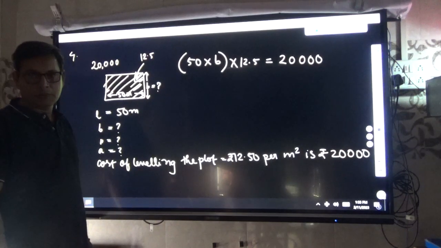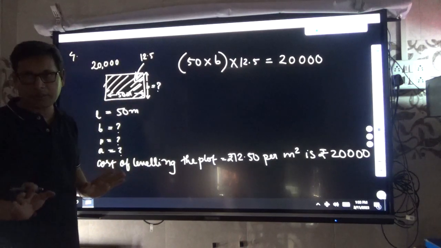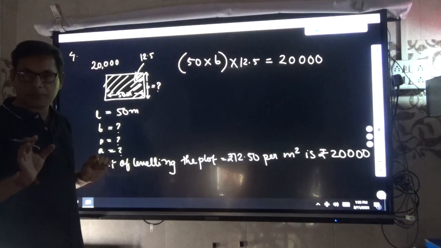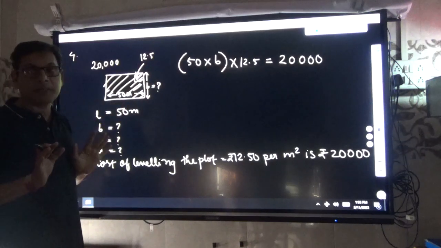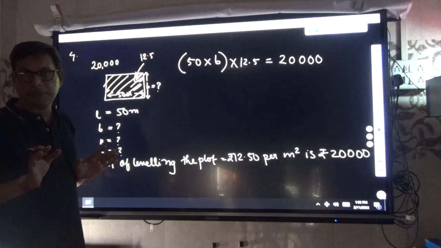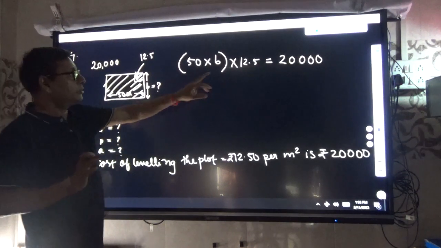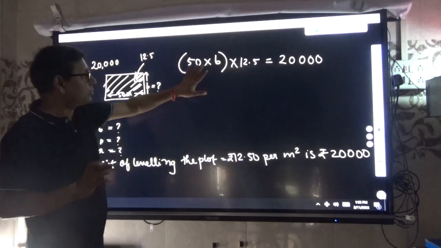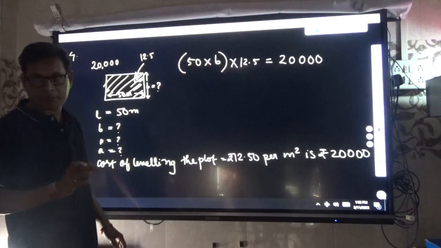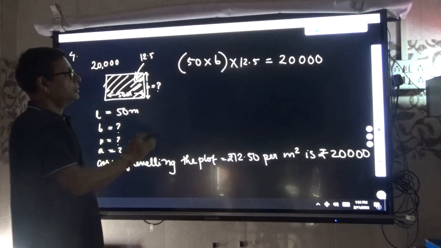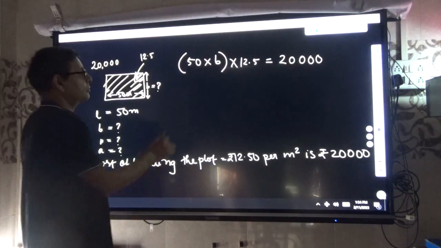So suppose this has to be covered by tiles. Understand? For fitting one tile, it is costing me 12.5 rupees. And I have spent 20,000 rupees. So how many tiles did I actually fit? 12.5 per tile into total square meter area. Correct? This cost me 20,000 rupees. Now this is a simple equation. You have to find out the value of B. So what is B equal to?